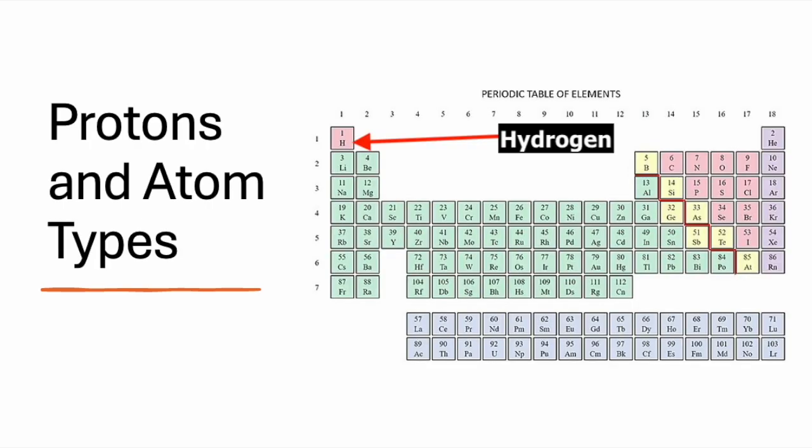The number of protons in an atom determines what element it is. For example, every atom with only one proton is the element hydrogen. Every atom that has 6 protons is the element carbon. The periodic table organizes all the known elements based on the number of protons in each atom.